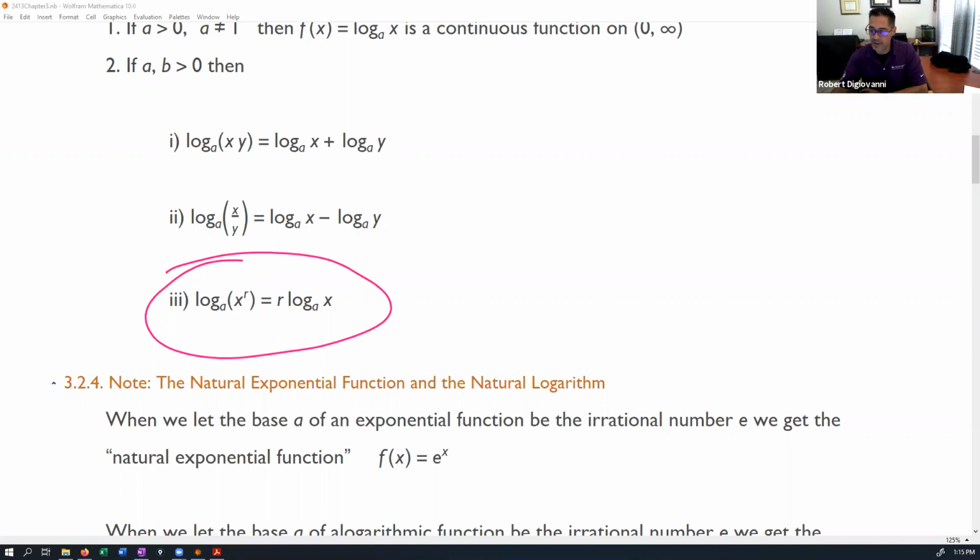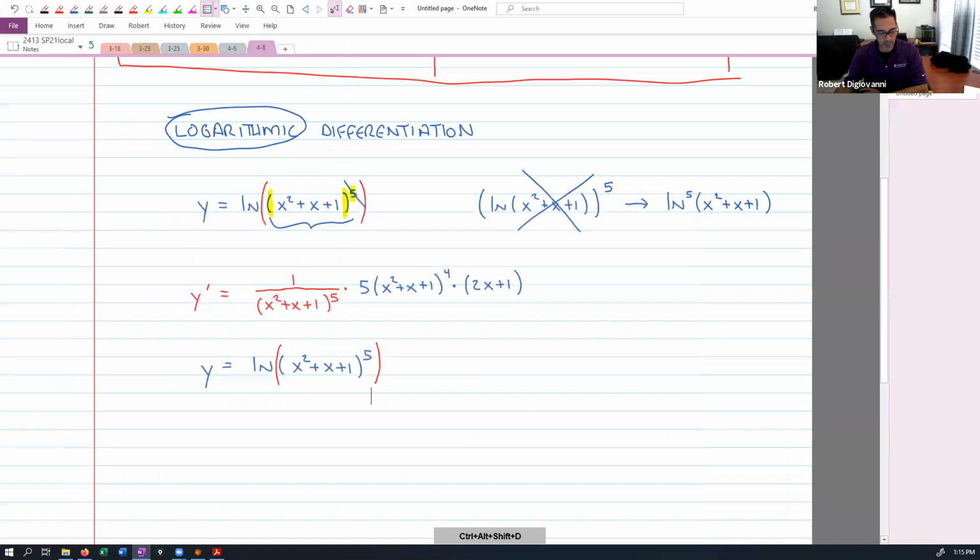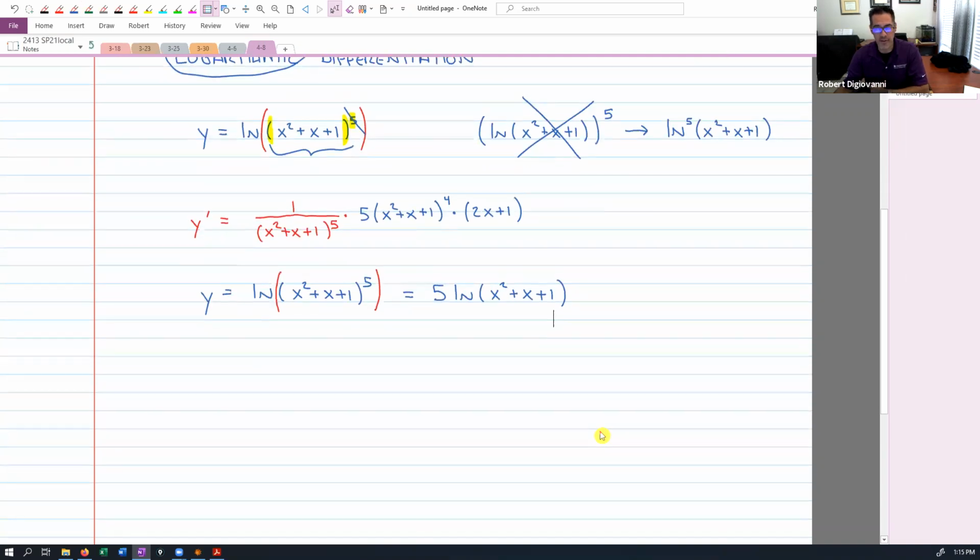So if I go back to this problem, I realize I have log of something, and that is all being raised to the 5th power. So by properties of logs, I can bring the 5 out in front of the log: 5 natural log of x squared plus x plus 1. Okay, that is a property of logs. Now let me take the derivative.